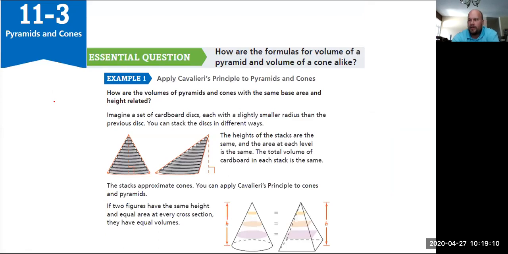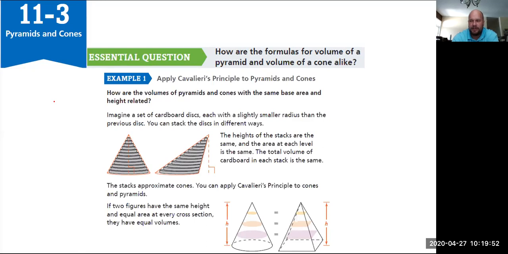Now, this section is talking about the volume of pyramids and cones. But we did talk about an idea in the last section called Cavalieri's principle. Cavalieri's principle said that if you have the same area at every single height, then the solids must have the same volume. Just like it was true in any of our prisms or cylinders from last week, you can also do it with cones and pyramids. With cones and pyramids, if you have the same area at every single height, then the volume must be the same.